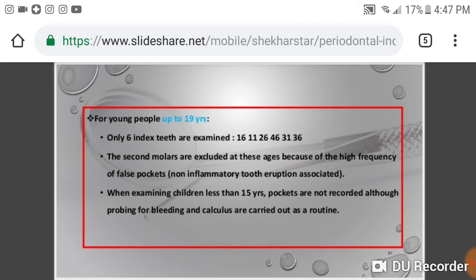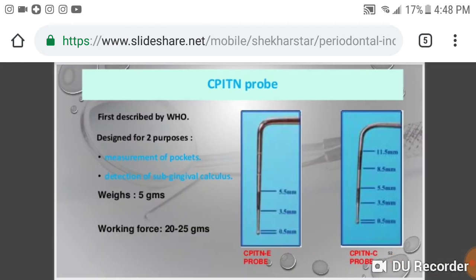For young people up to 19 years, only 6 index teeth are examined: 16, 11, 26, 46, 31, 36. The second molars are excluded at these ages because of the high frequency of false pockets associated with non-inflammatory tooth eruption. When examining children less than 15 years, pockets are not recorded, although probing for bleeding and calculus are carried out as a routine.